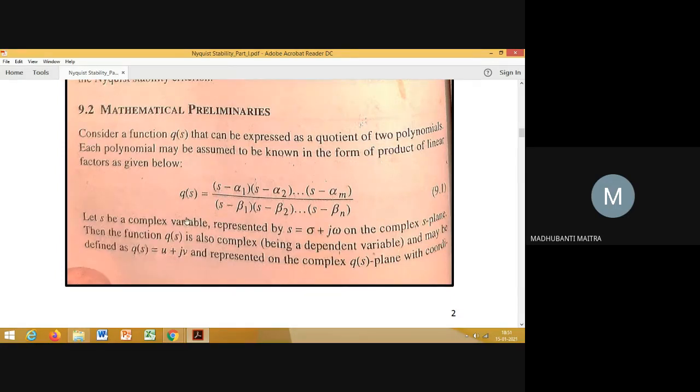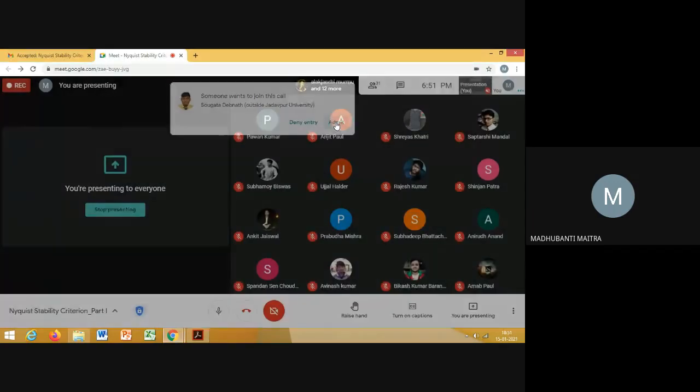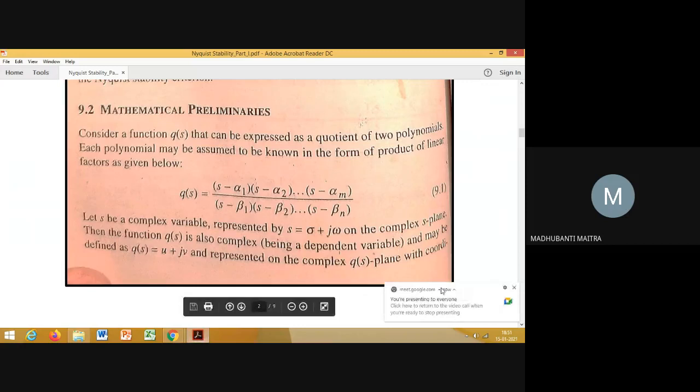Now, since Q(s) can in general be denoted by u plus jv, we are getting a new plane which can be denoted as the Q(s) plane, and its axes will be labeled u and v. u is the real axis and v will be the imaginary axis. Am I clear? Is it clear?